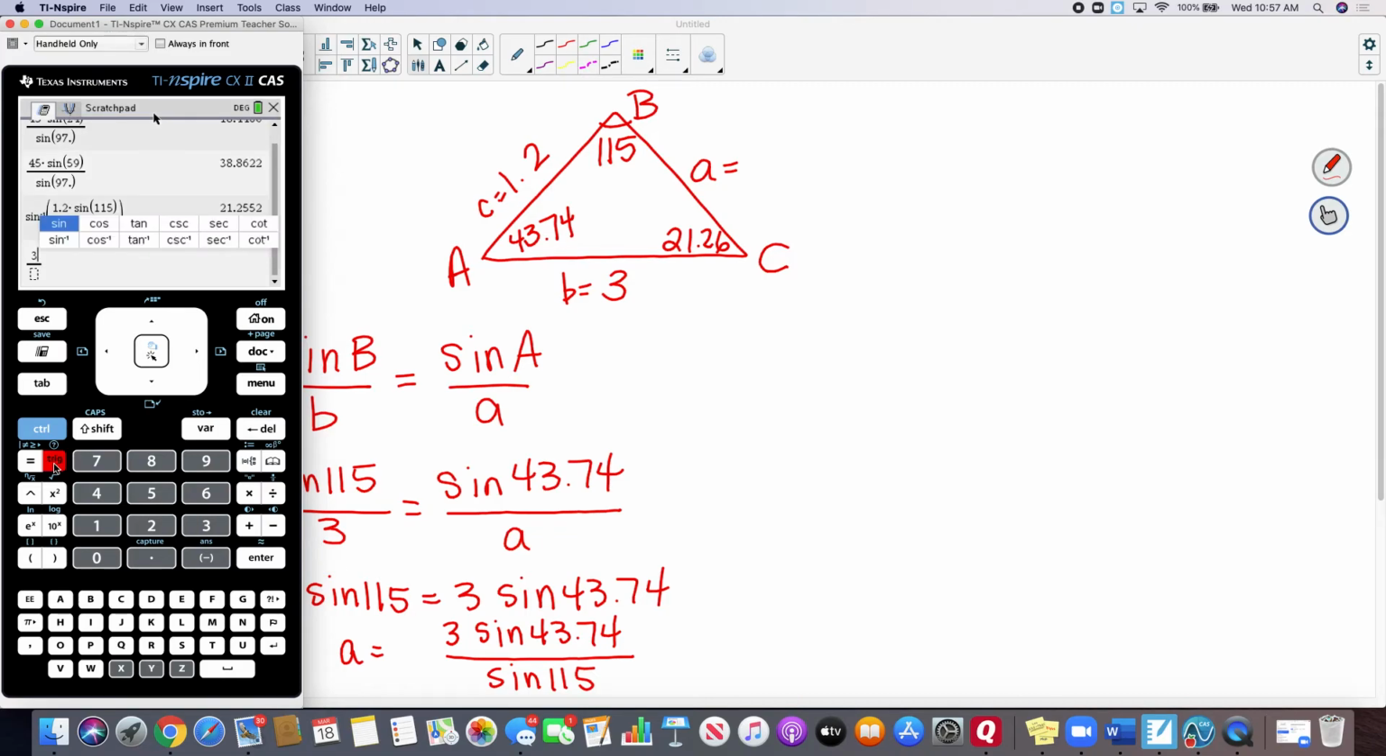So control divide. 3 sine 43.74 over sine 115, and we get that little a is 2.29.